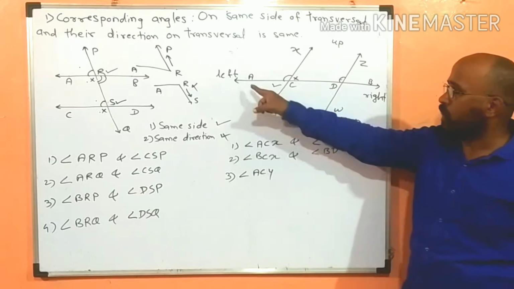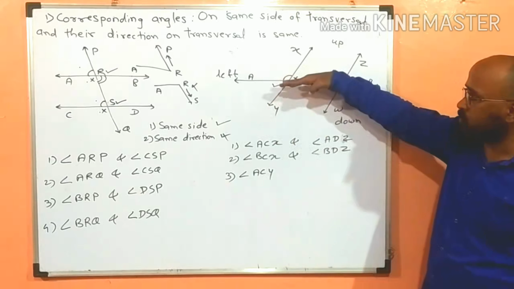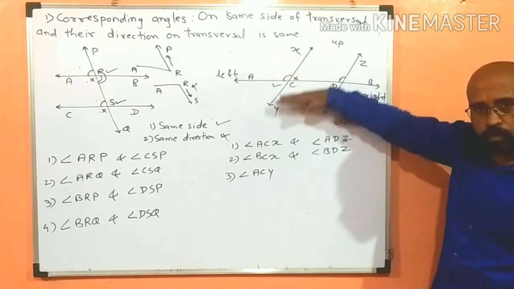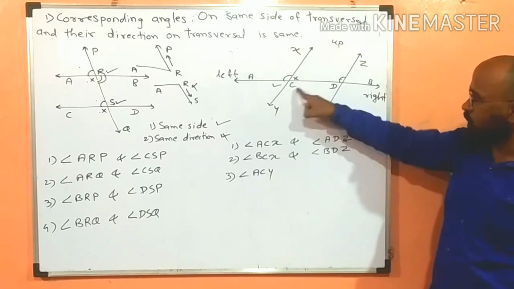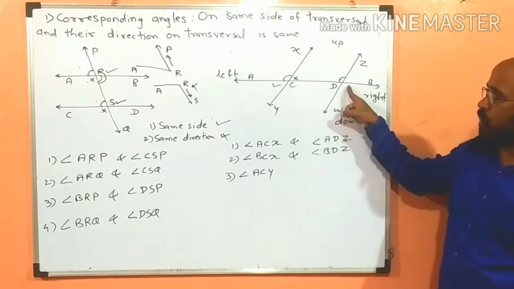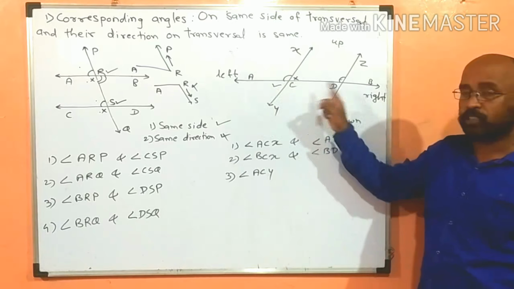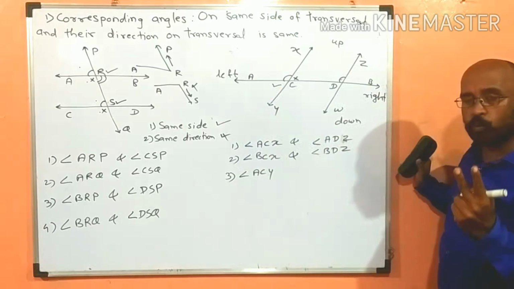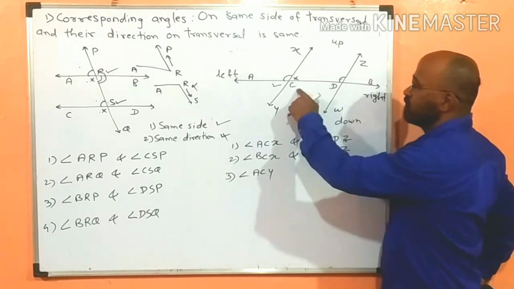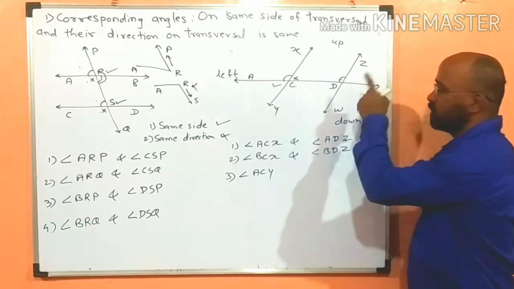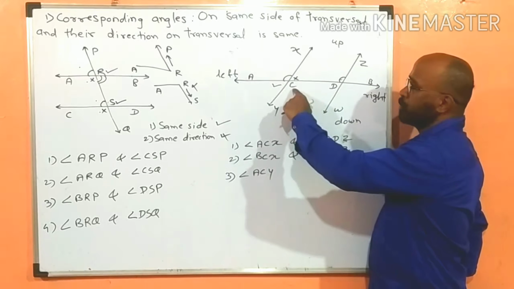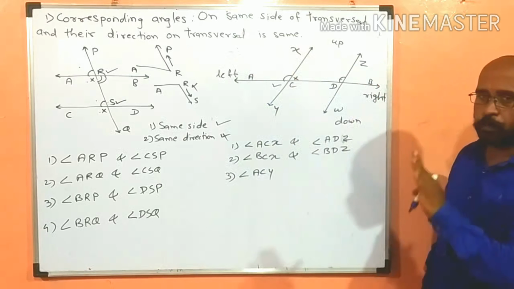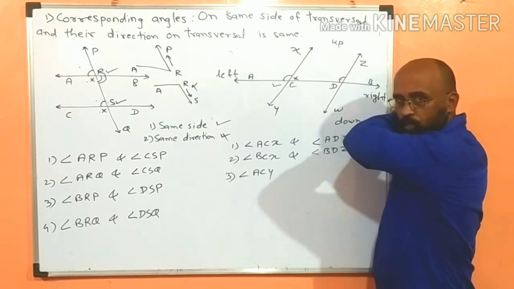ACY means this angle ACY. It's on the down side of the transversal. So its corresponding angle also will be on the down side of the transversal, meaning either this angle or this angle. Now look at the direction of the ACX on the transversal. ACX has two arms. One is CA and one is CY. Among these two arms, which arm is part of transversal? CA is the part of transversal because AB is our transversal. So what is the direction of CA on the transversal? It is going towards left. Arrow is going towards left. So its corresponding angle should have its direction on transversal towards left.